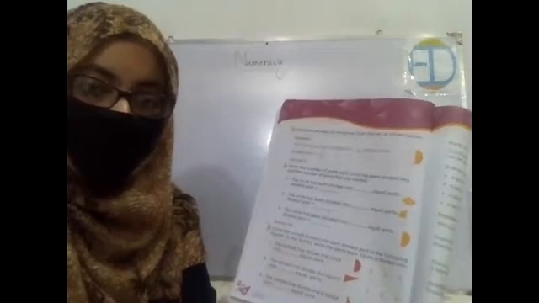Excellent. Look at the next one. The circle has been divided into how many parts? 4 equal parts. And how many of them are shaded? Again, 1. Very well done. Look at the third one. The circle has been divided into 2 equal parts. And how many of them are shaded? Only 1. Very well done.